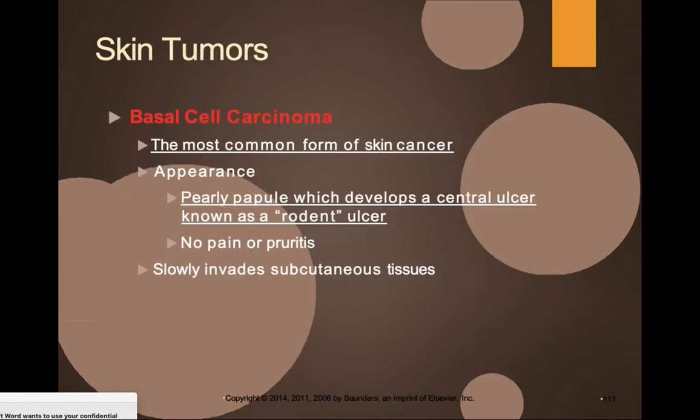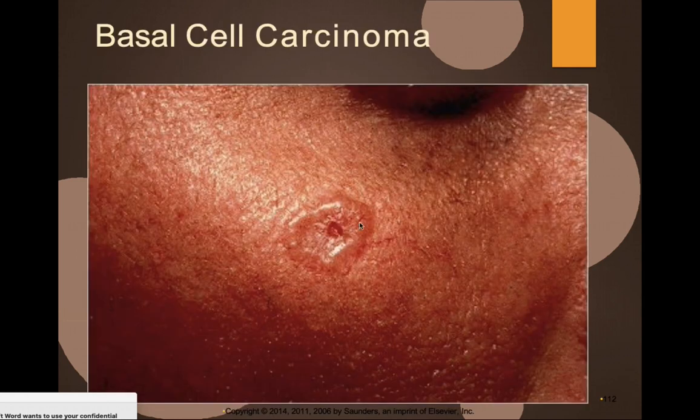Basal cell carcinoma, this is the most common form of skin cancer. It's got a pearly papule, which develops a central ulcer known as a rodent ulcer. There's no pain with this, there's no itching with this, but over time, this can invade the subcutaneous tissue. So here, you could see that small little ulceration in the center. That's a basal cell carcinoma. It looks like this is the eye, the nose, so this is the upper cheek.